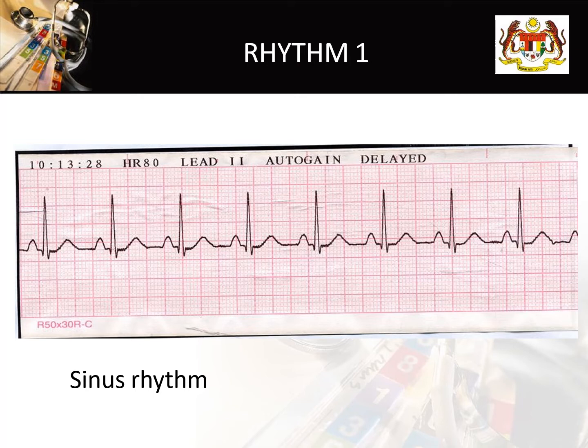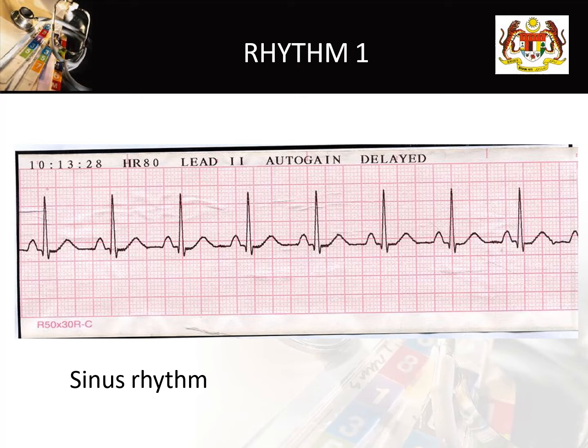Okay, first we go to the normal sinus rhythm ECG. So what is the characteristic of the normal sinus rhythm? First, we can see that the normal sinus rhythm must have a P wave followed by the QRS complex. And second, we must see that the P-P interval must be the same. Okay, P wave and P wave, the interval is the same. Then the RR interval is also the same.